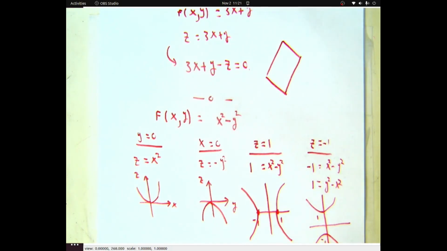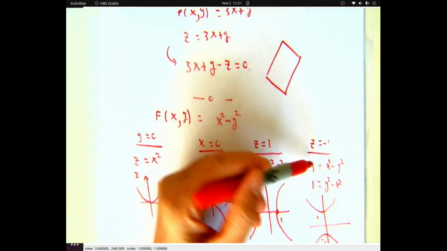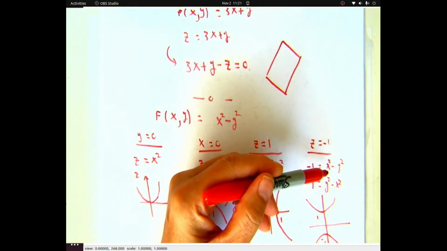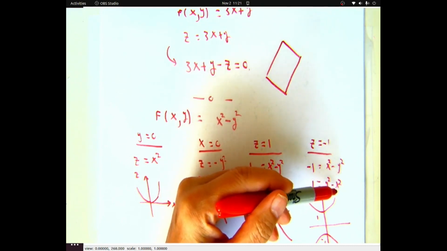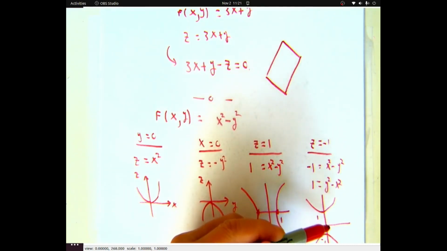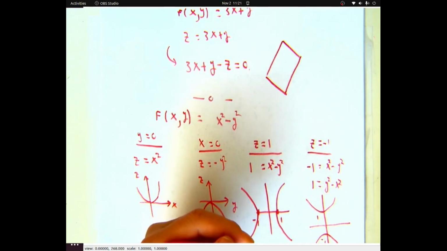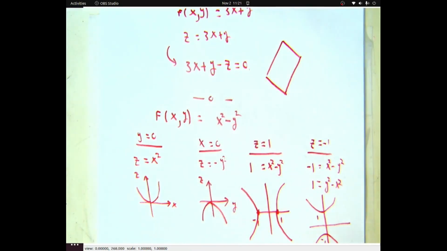On the other hand, if z is negative 1, then negative 1 is x squared minus y squared, meaning 1 is y squared minus x squared. I'll have two y coordinates that are y-intercepts, 1 and negative 1, no x-intercepts, and once again, this is a hyperbola. This is a very strange looking graph.